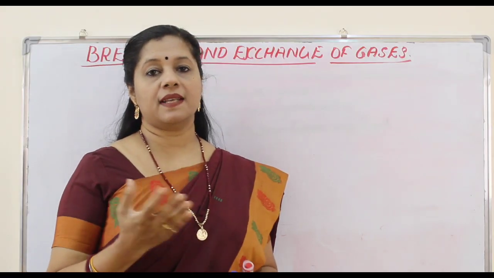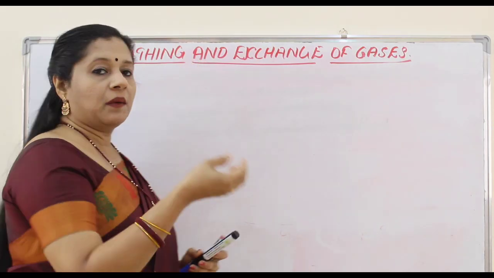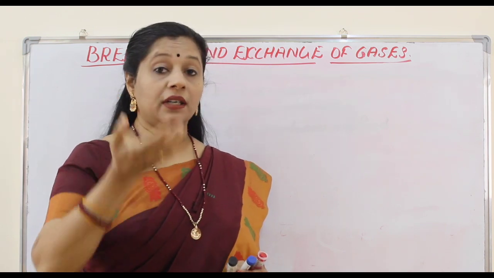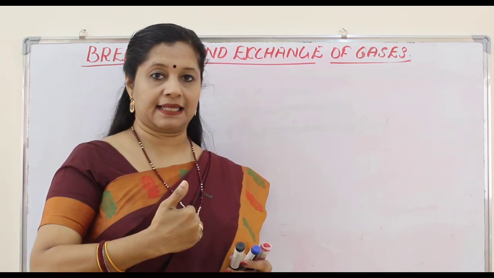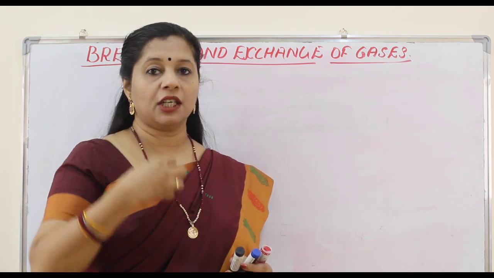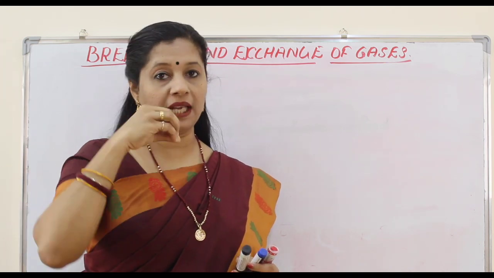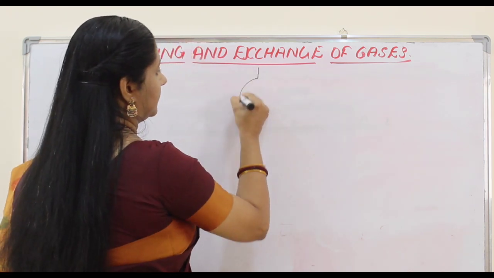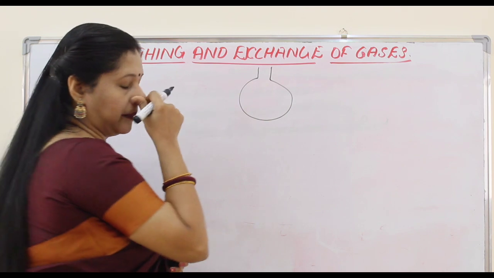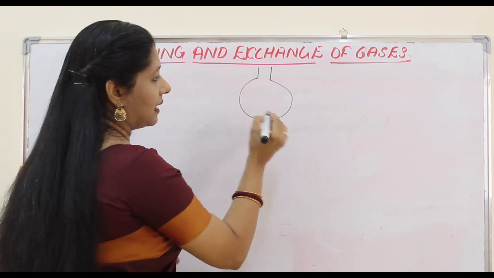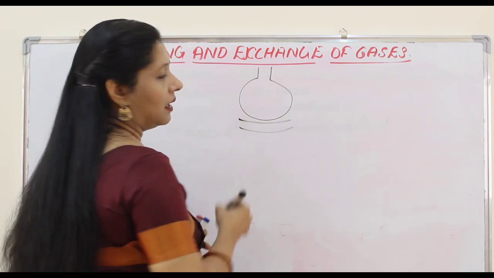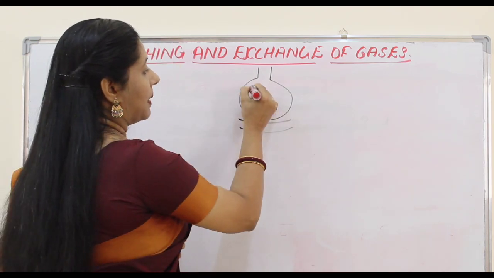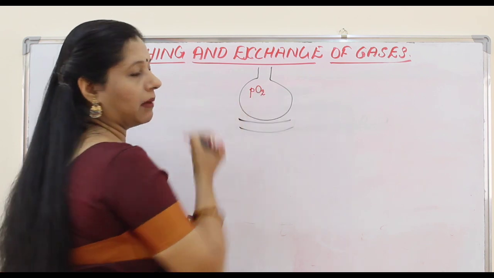Now let's see how this exchange is happening. So we know that once we are inhaling, the air containing oxygen, we are not taking oxygen alone, air containing oxygen is taken inside our respiratory tract. Through the conducting part, it goes to the alveoli. That's inhalation. Now I am drawing alveoli here. And outside the alveoli, what is there? Our blood vessel.